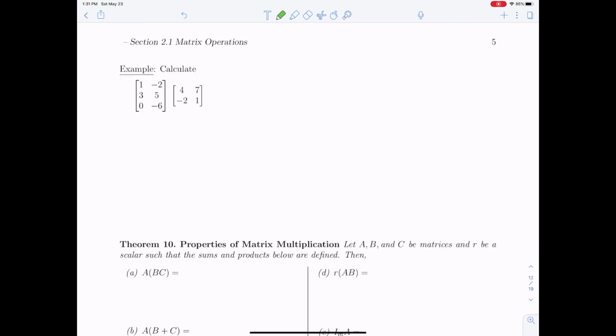Okay, so you probably want to calculate by yourself. Let's pause the video again and try to calculate the given matrix product. Okay, so did you figure this problem out? Well, let's solve this problem together.